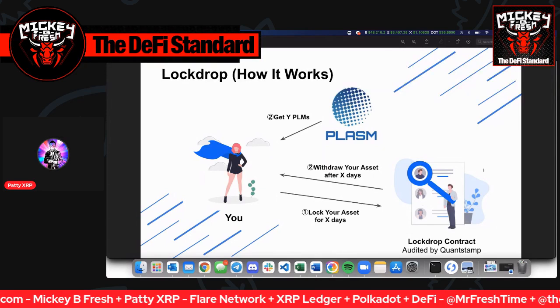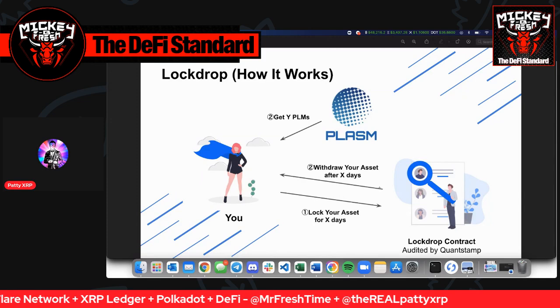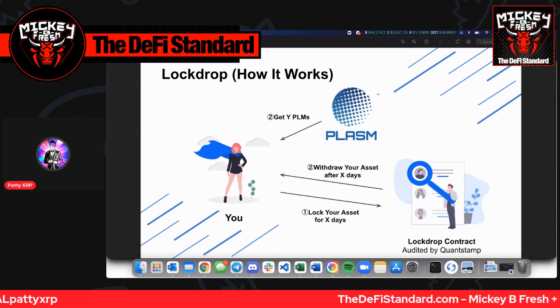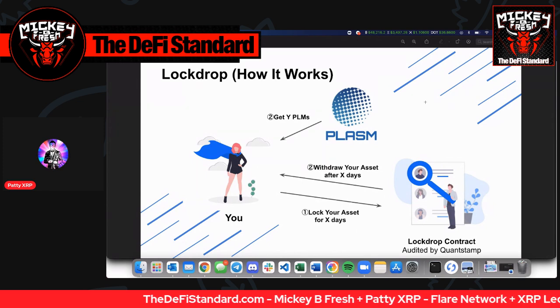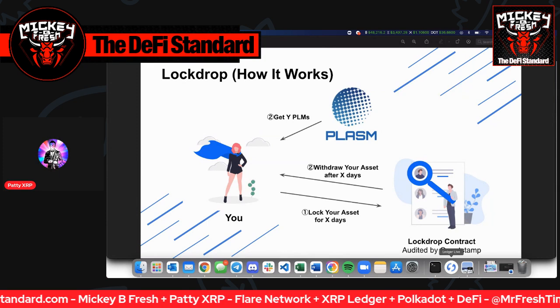They have their lock drop smart contract, which was audited by QuantStamp, that would hold it. And then after that time period, you get all those assets back. But also during the waiting period before you can get your Ethereum back, they will eventually deliver you some of these. Well, I guess it'll be the Astar native token now, or whatever they end up calling it.